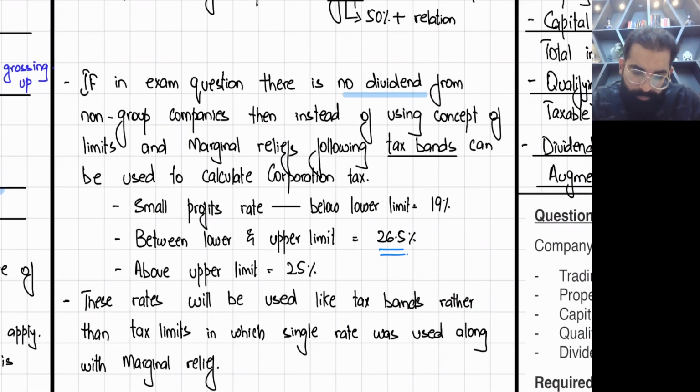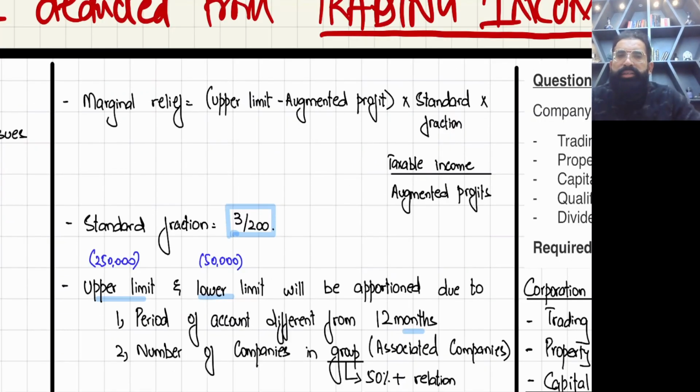One more thing. Now, this is the formula of marginal relief. Can anybody see this? Please check the screen. Marginal relief, the formula, is very long; I sometimes say this formula is 1 kilometer long. It is upper limit minus augmented profits, multiplied by the standard fraction, which is 3/200, multiplied by taxable income, meaning total taxable profits, divided by augmented profits. This is the formula for marginal relief. Again, you don't need to worry about it. It's my job. I'll teach you this and I'll practice it with you.